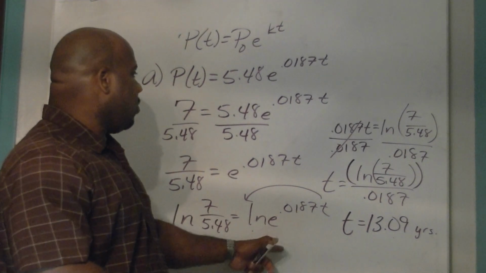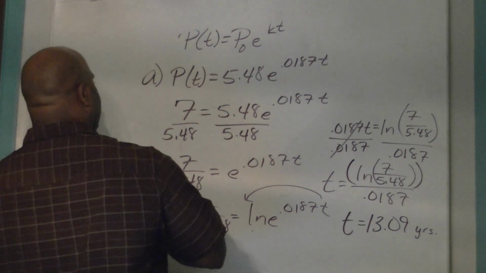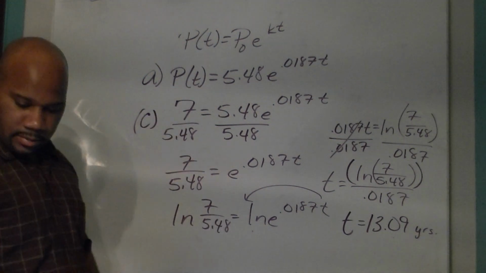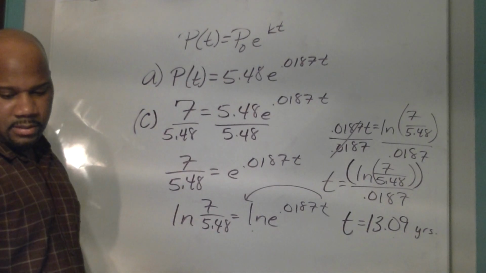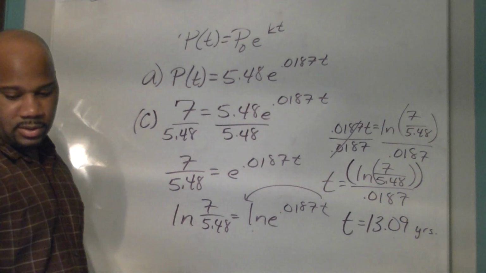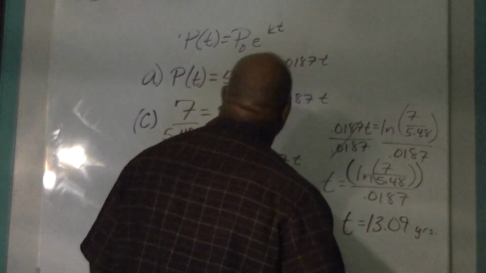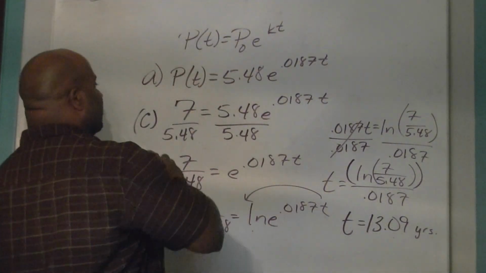Okay? So that was C. This is letter C. Now, in D, it says, in how many years will the population be double what it was in 2012? Okay? So let's work that out. And on the next problem, you'll see it's an easier way to do this.